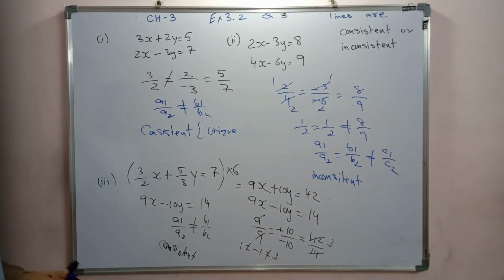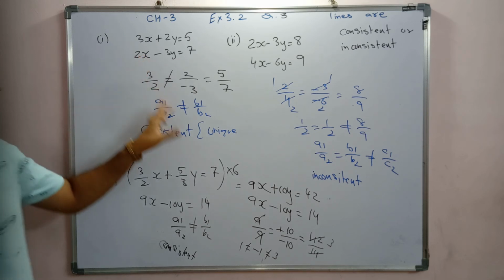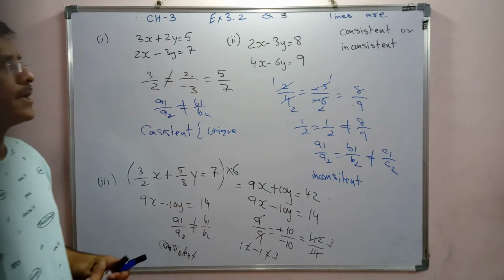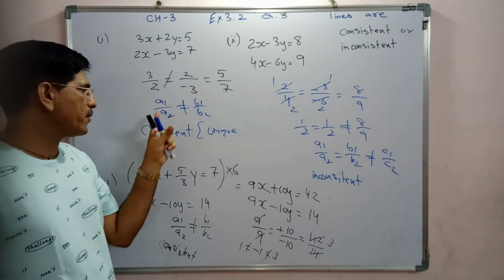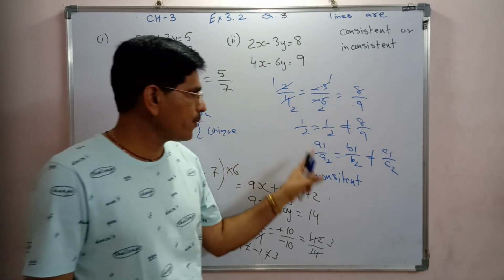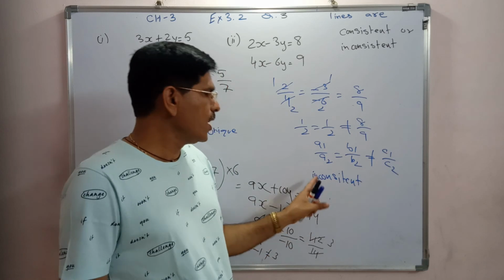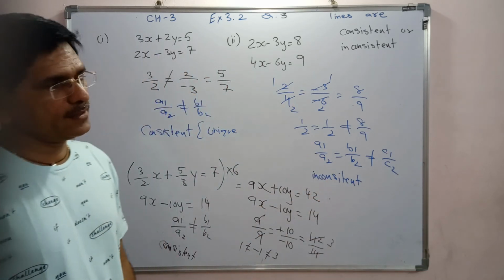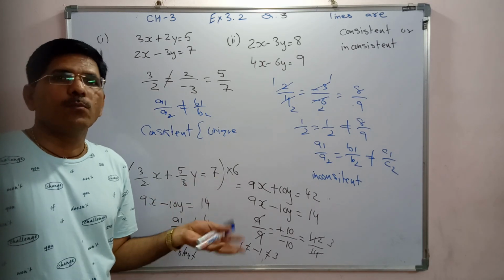So 2 more questions are there. First write the coefficients, that is a1 upon a2, b1 upon b2, c1 upon c2, and then compare with the 3 conditions. When a1 upon a2 is not equal to b1 upon b2, we can say consistent. When a1 upon a2 is equal to b1 upon b2 is not equal to c1 upon c2, we can say inconsistent. So these are the 3 questions; you can do the remaining questions yourself.